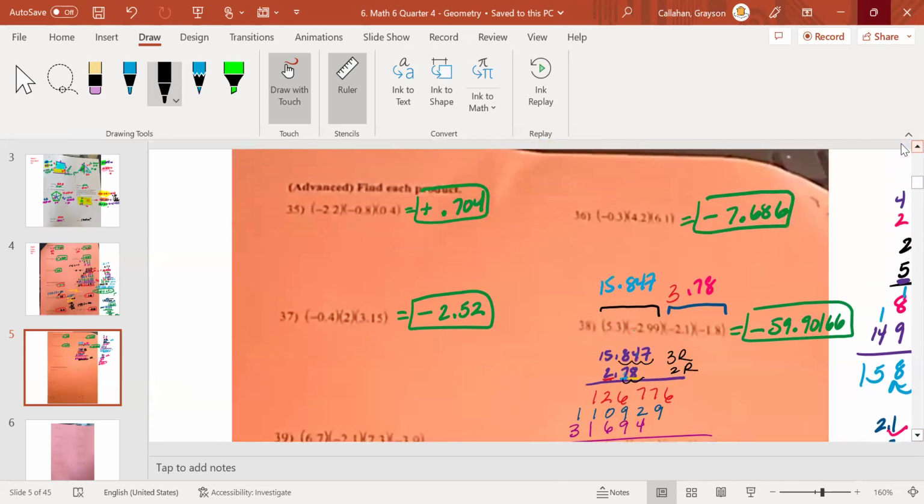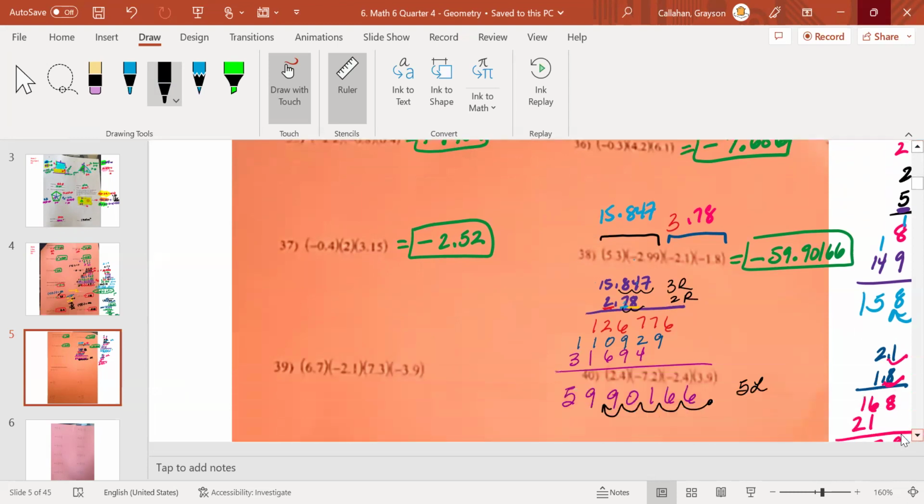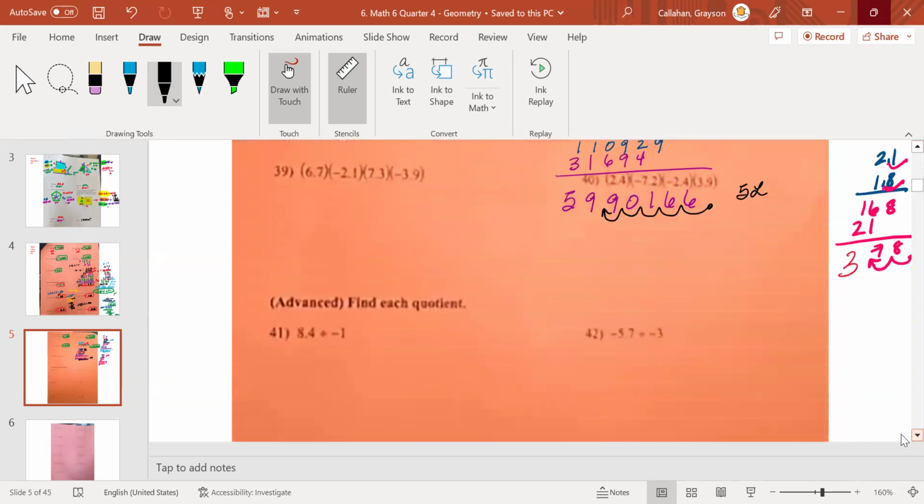Do you have any question on any of the 35, 36, 37, 38? Okay, let's go into 39. Should it be positive or negative for 39?